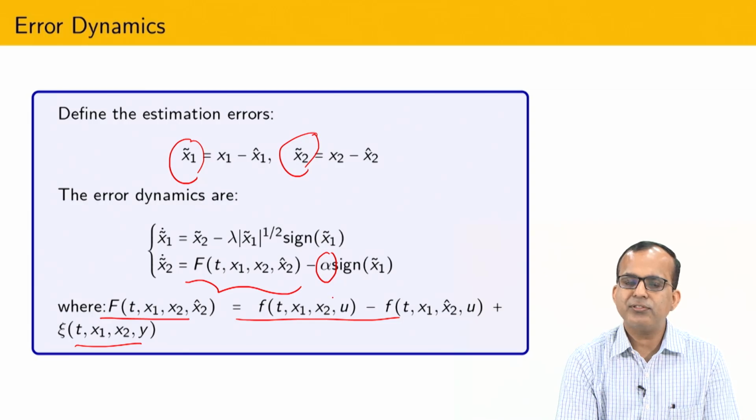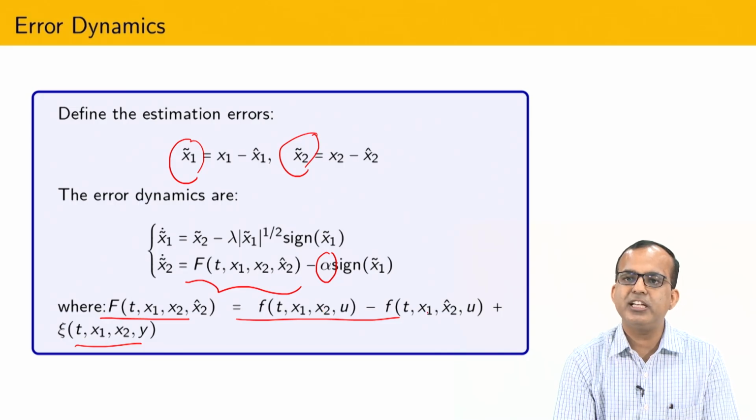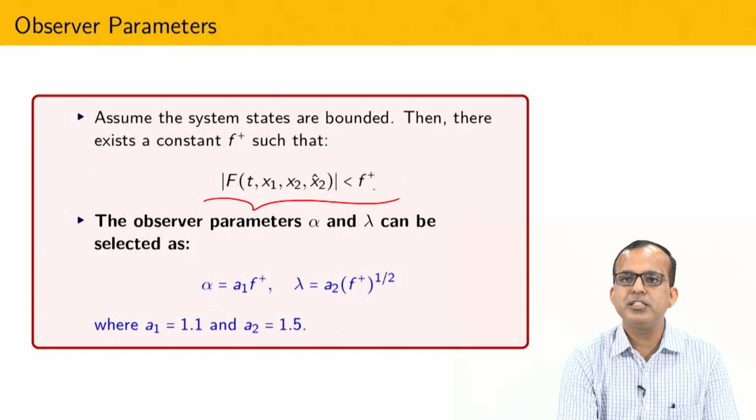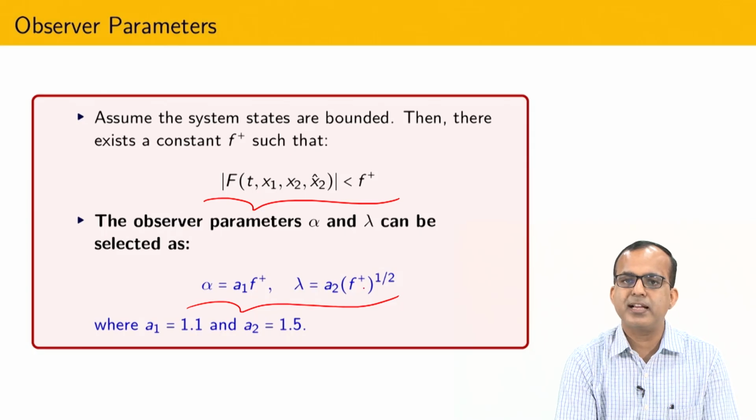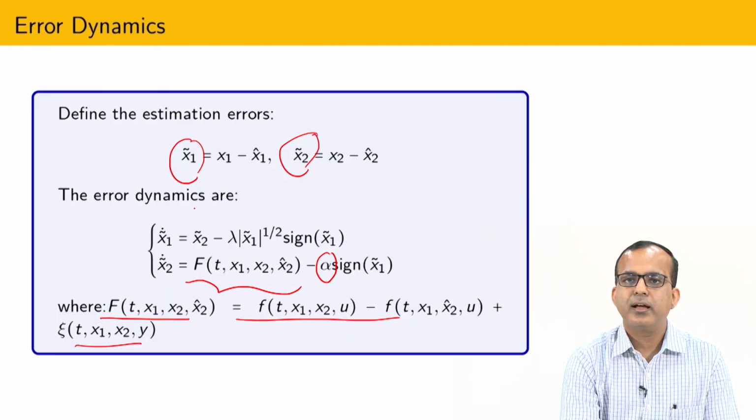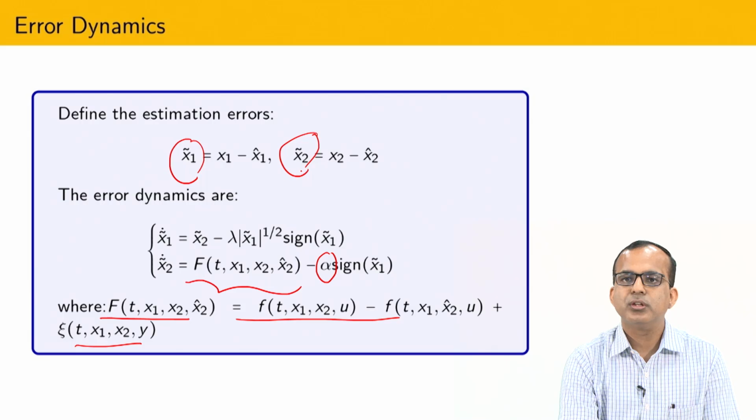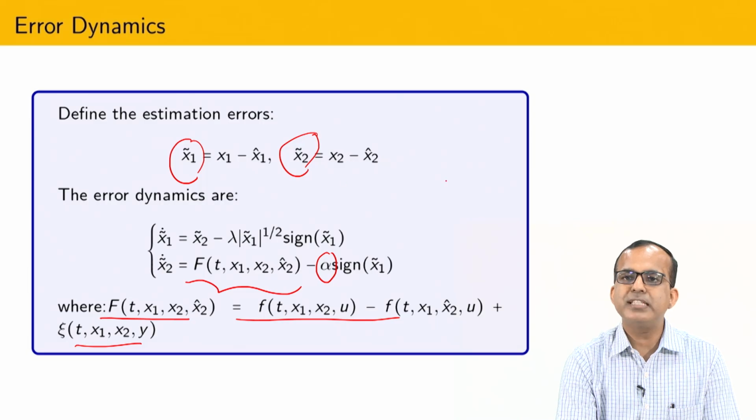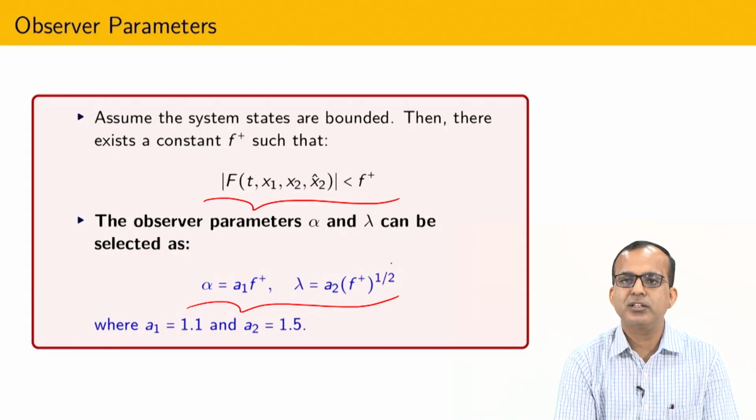Once the observer has converged, at that time this and this are exactly equal, because x2 equal to x2 cap. So primarily this term comes into the picture. Now, if this term is upper bounded by f plus, and if you select the gain as Professor Levant has suggested, it is possible to show that both x1 tilde and x2 tilde equal to 0. It means that I can estimate x1 and x2. So I can design some kind of twisting controller or another kind of controller, or a higher order controller.